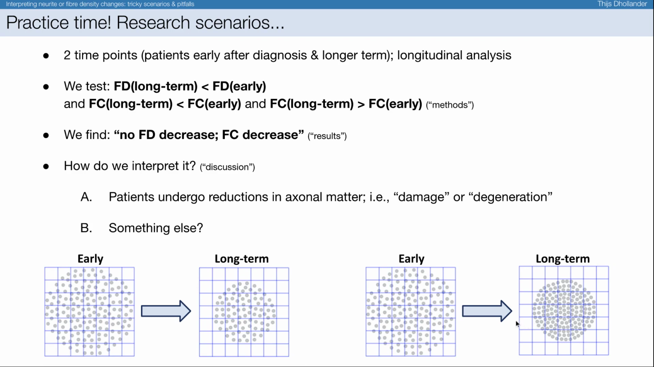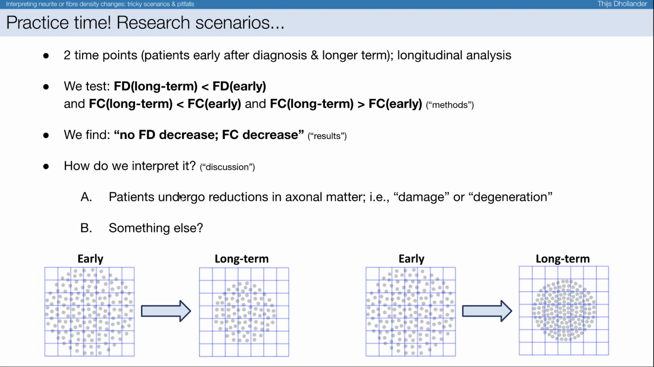So this is something that might happen where these patients were already diagnosed. Maybe they were already degenerated to begin with. So axons were already missing and there was already a lot of empty space in between. And then between our early and our longer term time point, maybe atrophy happened, and these axons actually collapsed together. So the size of the bundle decreased, but between these two time points, the actual axons themselves didn't degenerate further.